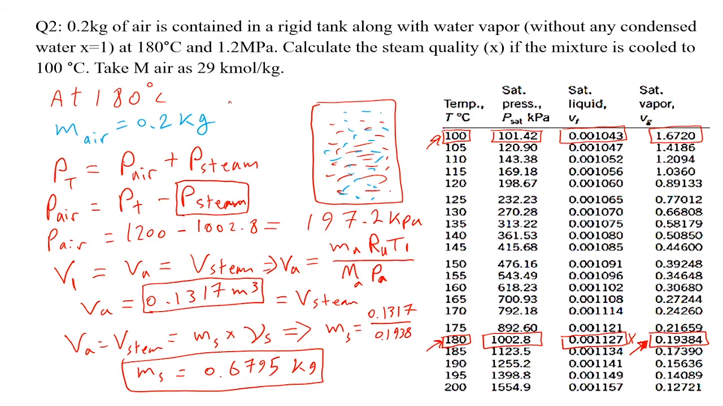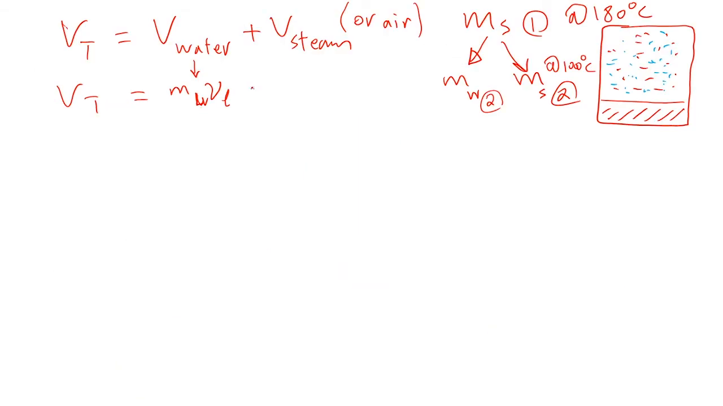So we can go back. This is the volume of fluid or liquid, so we take this value, while this one is the volume of gas. Plus the volume of steam will be mass of steam multiplied by the specific volume at g point. This is all at 100 degrees Celsius.